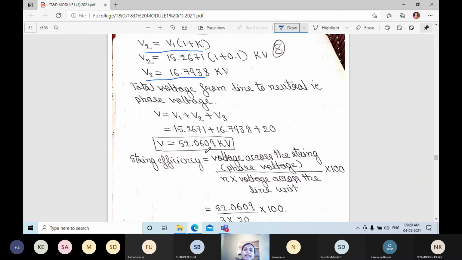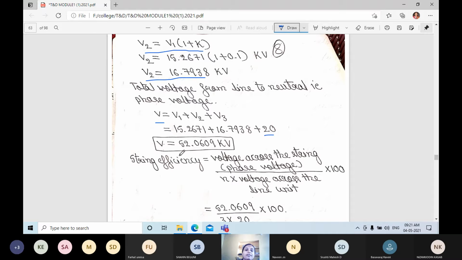Voltage from line to neutral is the total voltage V1 plus V2 plus V3. V1 value is 15.2671, V2 value is 16.7938 and V3 value is 20. If you add the three voltage levels, you will get V is equal to 52.0609 kV.